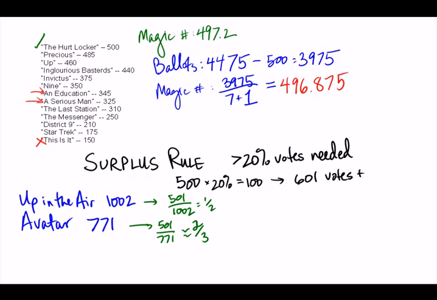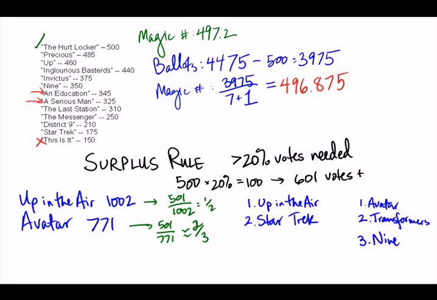So let me just give an example. Let's say I have a ballot where number 1 is Up in the Air and number 2 is Star Trek. In the surplus rule, Up in the Air would get half the vote and Star Trek would get the other half. For my second ballot example, Avatar needed about 2/3 of its votes, so 2/3 of the vote would go to Avatar to get it up to the 501, and then the remaining 1/3 of the vote, so this will add up to 1 as well, would go to number 3, because Transformers isn't even on the list.